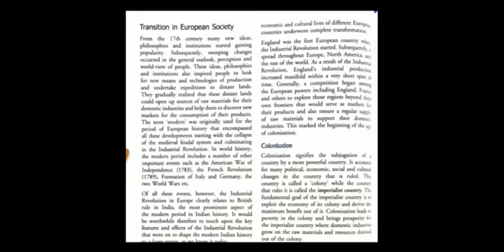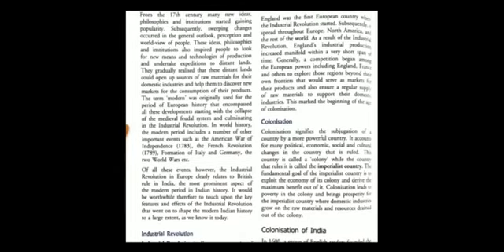For example, in world history, the modern period includes a number of other important events such as the American War of Independence in 1783, the French Revolution in 1789, the formation of Italy and Germany, the two world wars, etc. Because of all these events, the Industrial Revolution in Europe is clearly related to British rule in India. It is the most important aspect of the modern period in Indian history.